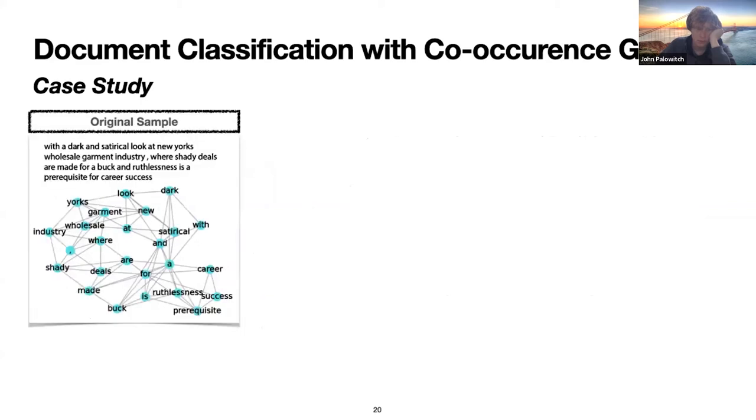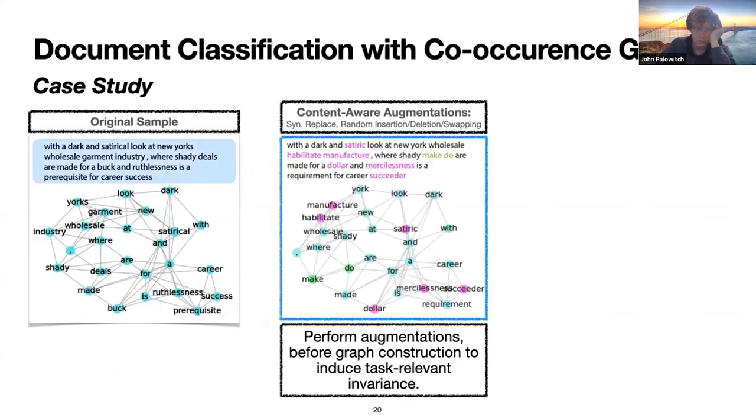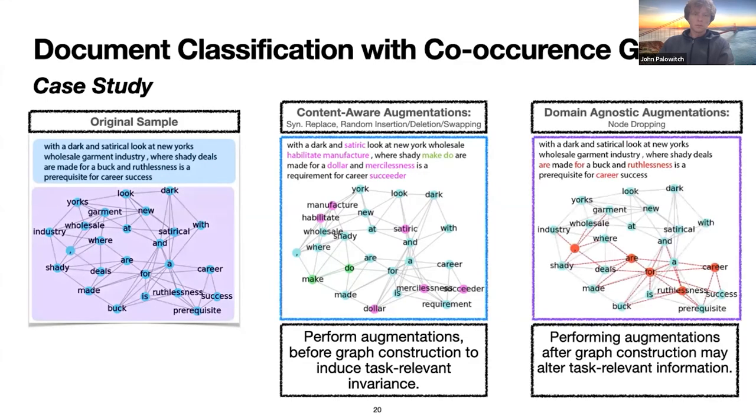For this task, we're going to define content-aware augmentations by perturbing the original sentence prior to graph construction. Specifically, we use the easy data augmentations proposed by Wei and Zou, which include synonym replacement, random insertion, deletion, and swapping. By doing so, we know that task-relevant information is preserved after the construction process, and indeed, we're going to be inducing some task-relevant invariances given our knowledge of how these easy data augmentations affect natural language sentences. This is in contrast to domain-agnostic graph augmentations, such as node dropping, which can alter the co-occurrence graph structure, but now it becomes unclear if this altered co-occurrence graph is still able to capture the semantics that were represented in the original sample's co-occurrence graph.